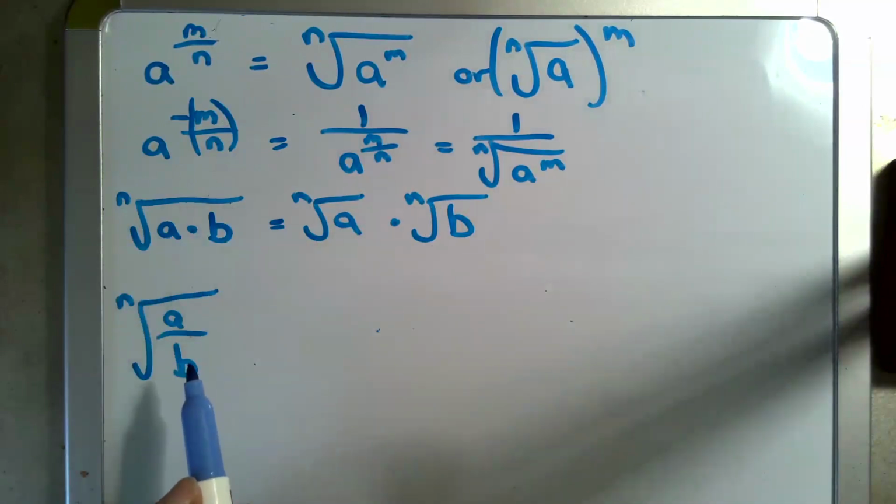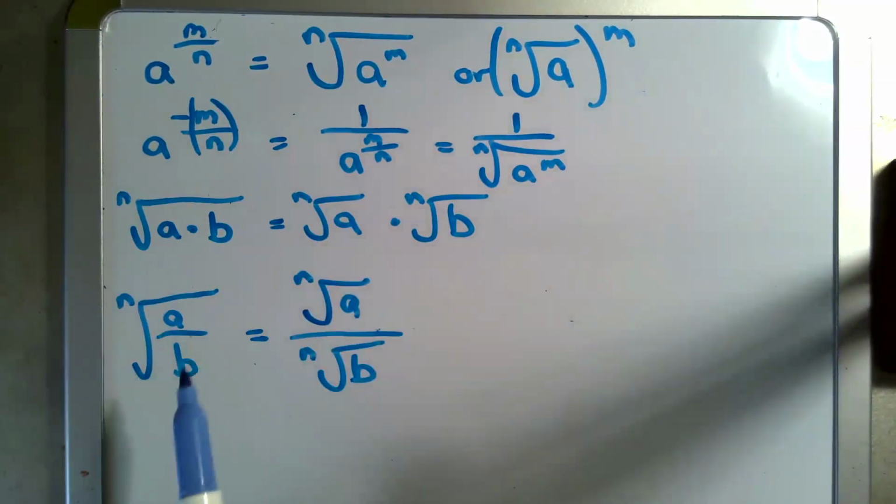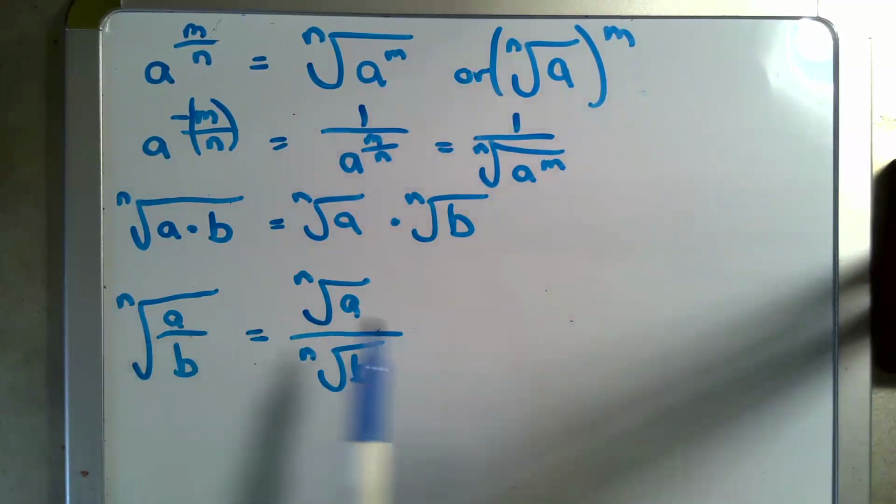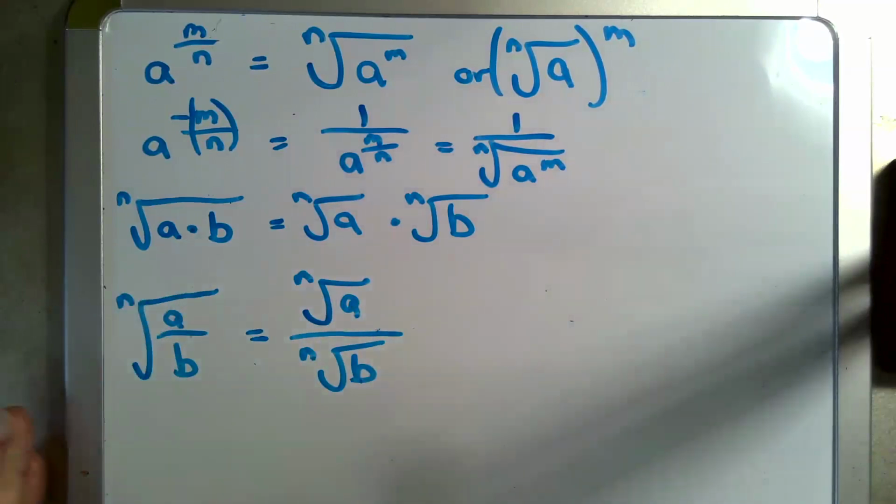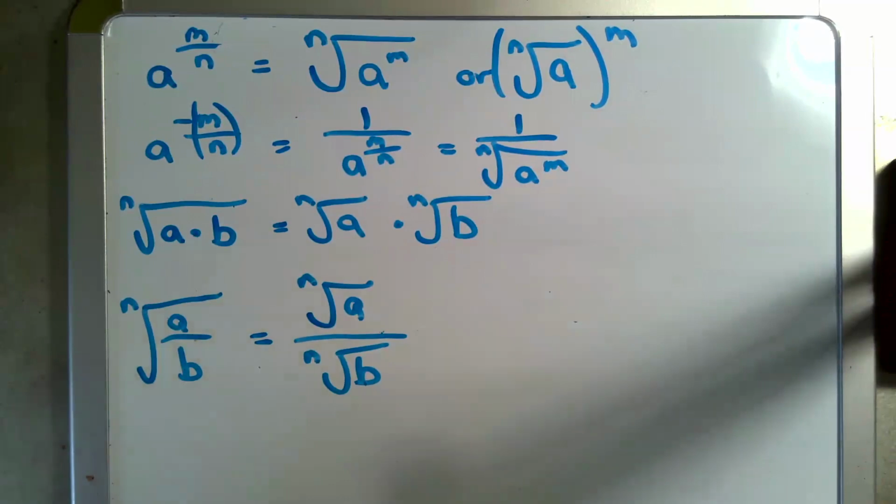The same thing is true for division. If you have the nth root of a divided by b, then that is the same as the nth root of a over the nth root of b. And again, that goes both ways. So depending on what you're given, you may find it easier to combine them or to separate them.